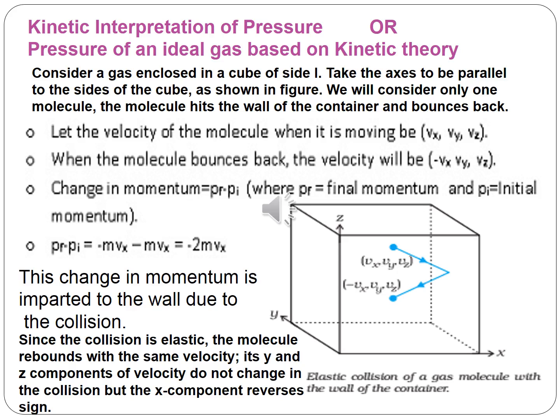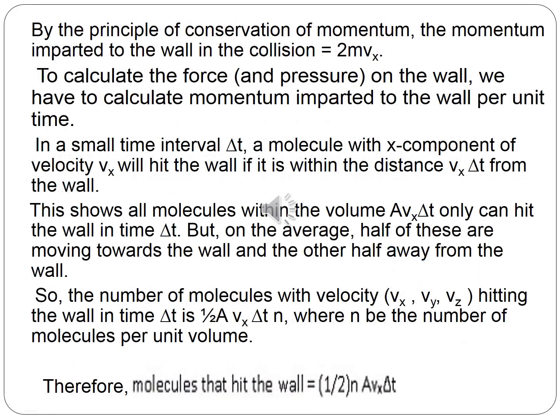This change in momentum is imparted to the wall due to the collision. By the principle of conservation of momentum, the momentum imparted to the wall in the collision is equal to 2mVx. It is due to one molecule. Then, our aim is to calculate the pressure exerted on the wall due to the number of molecules collided in the time delta t.